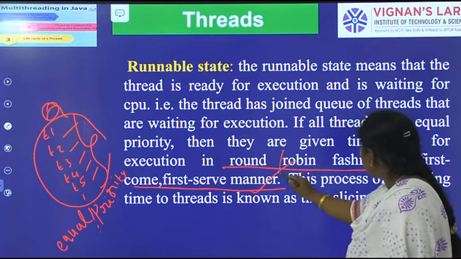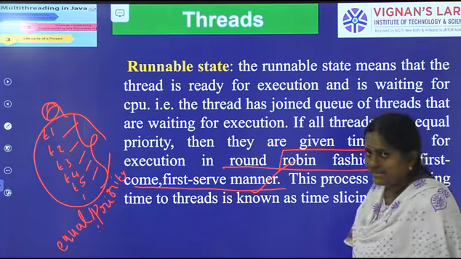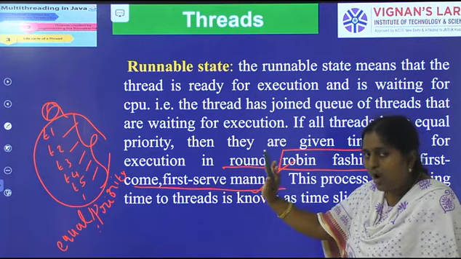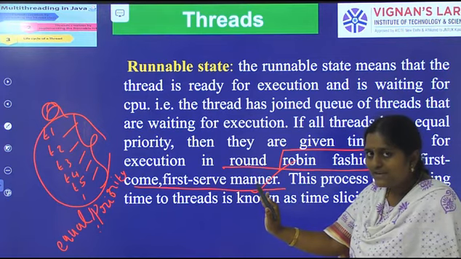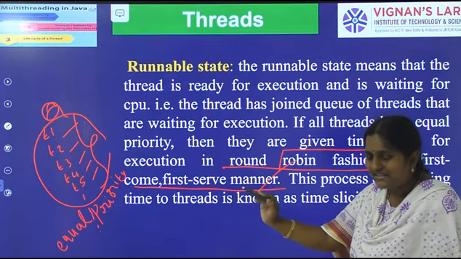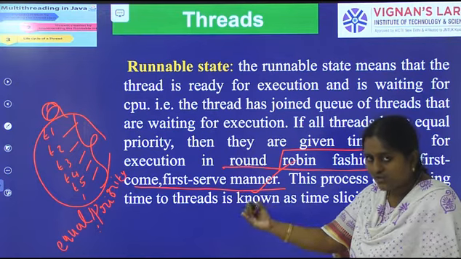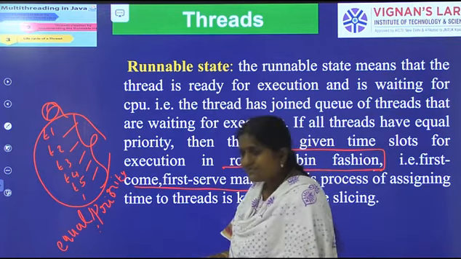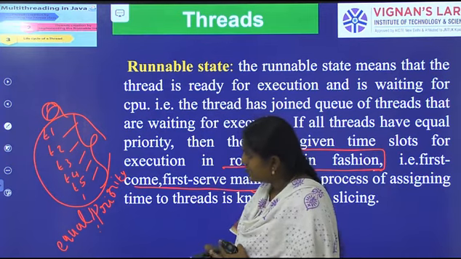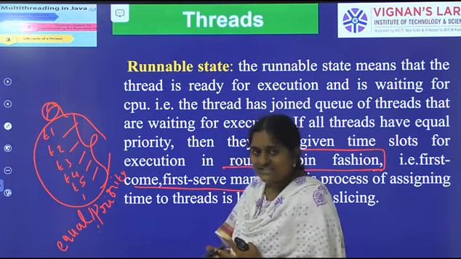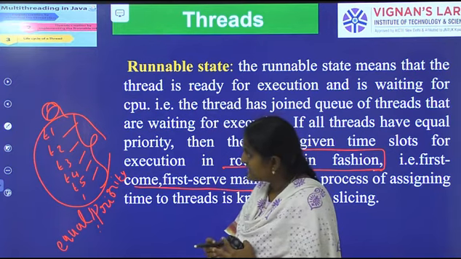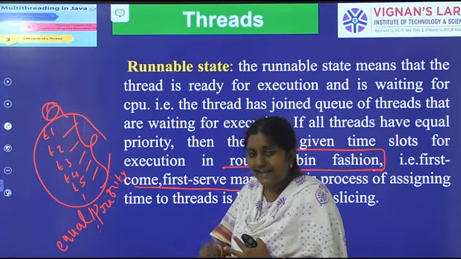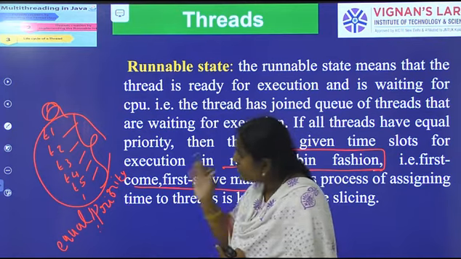Round robin fashion means that in the queue a number of threads are waiting, and all threads have equal priority. Given the time slots, it executes in round robin fashion or first come first serve manner. Let us suppose T1, T2, T3, T4, T5. Just let us imagine the first thread executes its task. It takes 2 milliseconds.